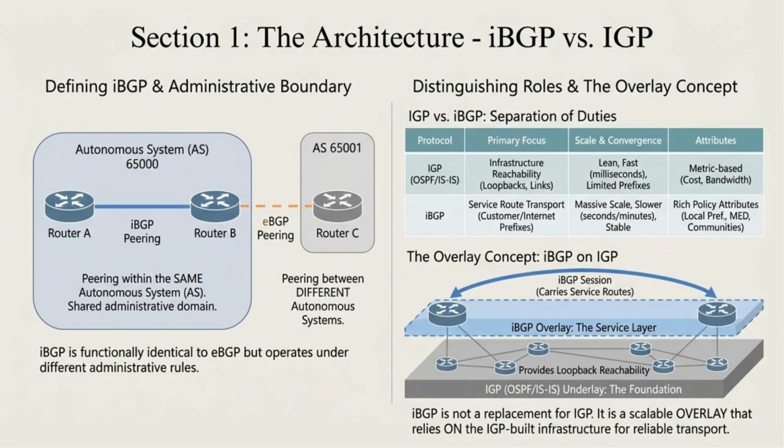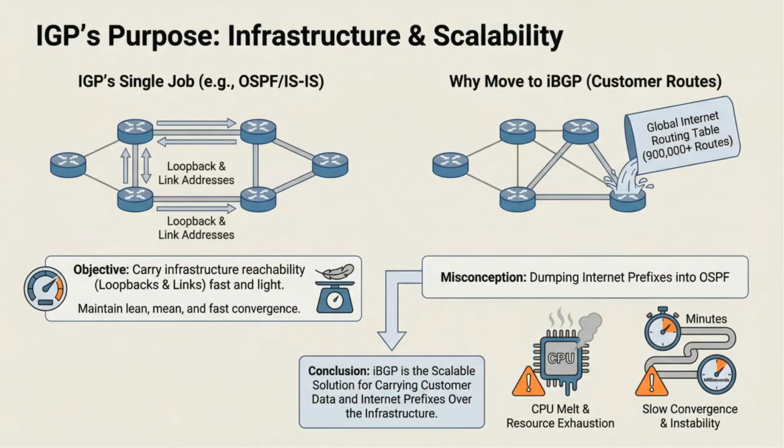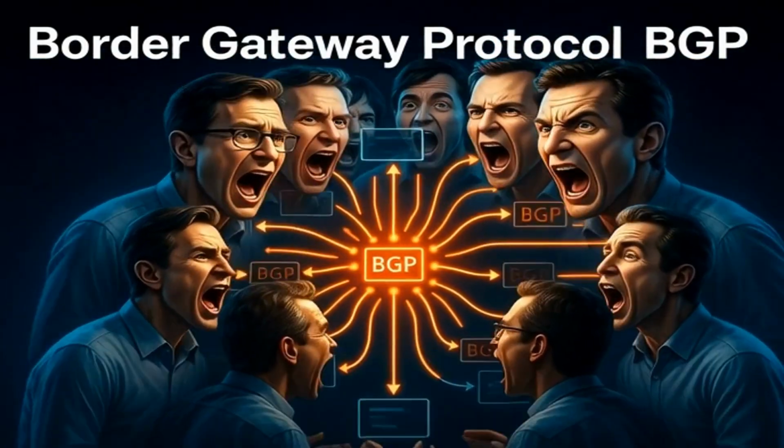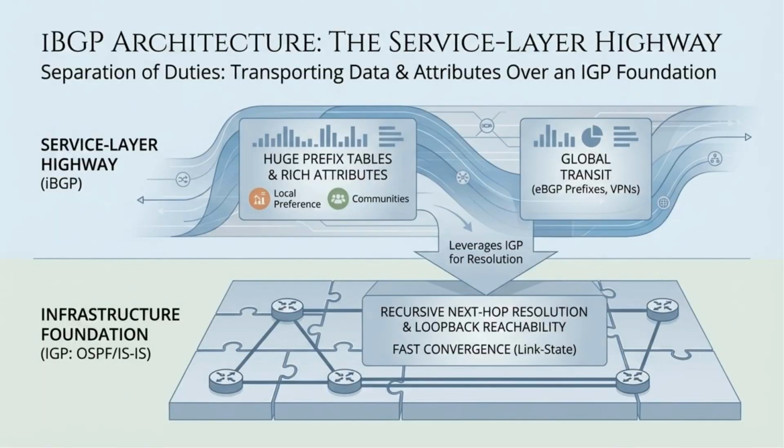To understand iBGP, you have to understand the separation of duties. In a carrier-grade or large enterprise network, your interior gateway protocol, your OSPF or ISIS, has one job: loopback reachability. That's it. We want the IGP to be lean, mean, and fast. We do not want to dump 900,000 internet routes into OSPF. OSPF implies that every router has an identical database. If you try to push the global routing table into OSPF, your router's CPUs will melt and your convergence time will be measured in minutes, not milliseconds.